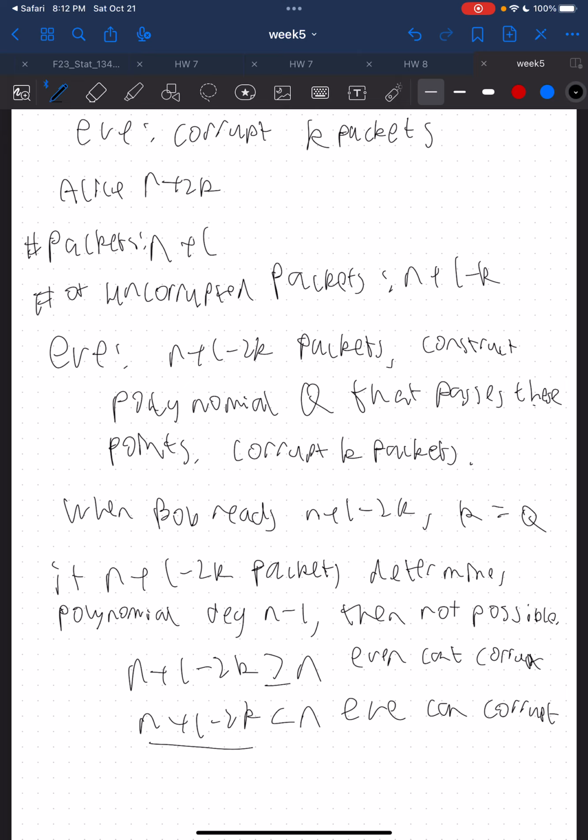So this happens when, solving for L, L will equal 2k. So n plus L then equals n plus 2k. So Alice has to send at least n plus 2k packets in order for this message to be unique.